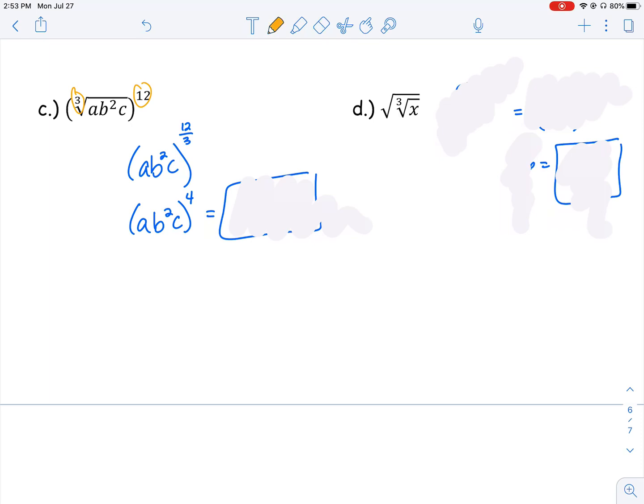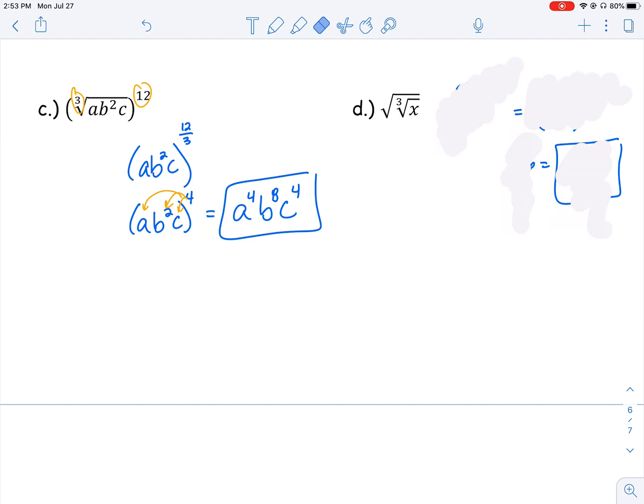And then I can even simplify it more by making sure that I distribute this 4th power to all my different bases by multiplying my exponents. So I can say that my final answer is a to the 4th, b to the 8th, c to the 4th. They're all positive, none of them are like terms, and I have no fractional exponents. So that's my final answer on that one.